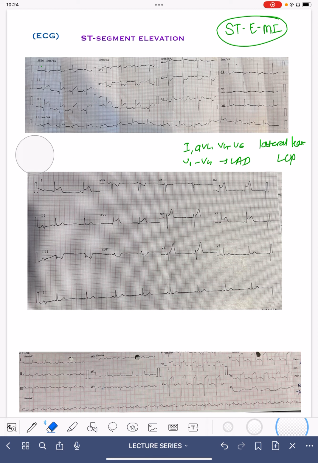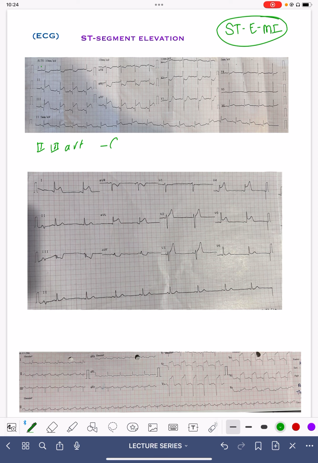Now hence lead 2, 3, AVF, these are called consecutive leads. It is not that lead 1 and 2 are consecutive leads. No. Lead 2, 3, AVF, these are called consecutive leads. Lead 1, AVL, V4, V5, V6, these are called consecutive leads, and these leads V1 to V4, these are also called consecutive leads.